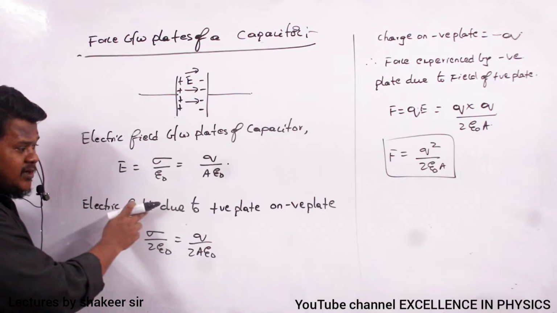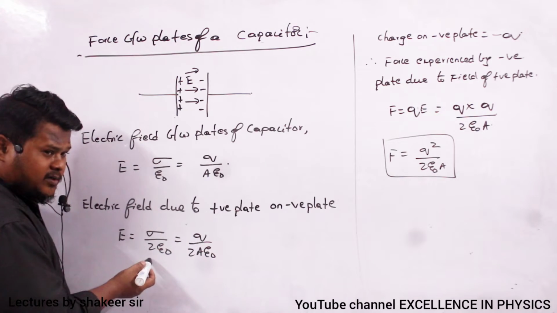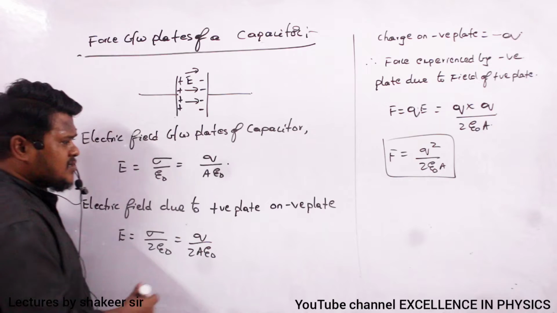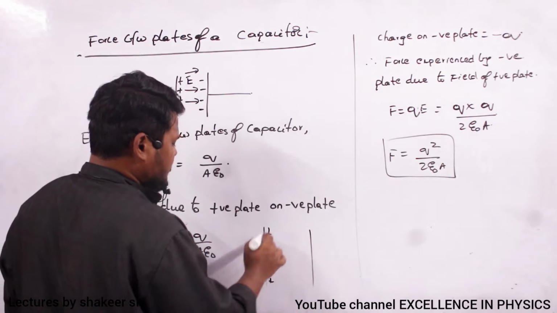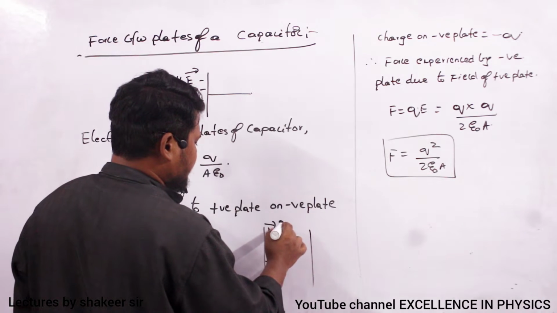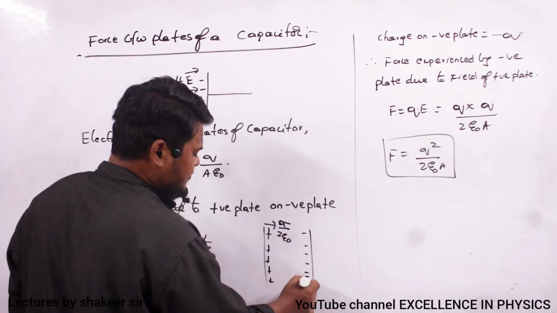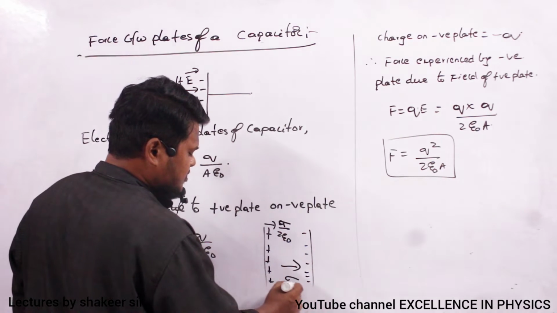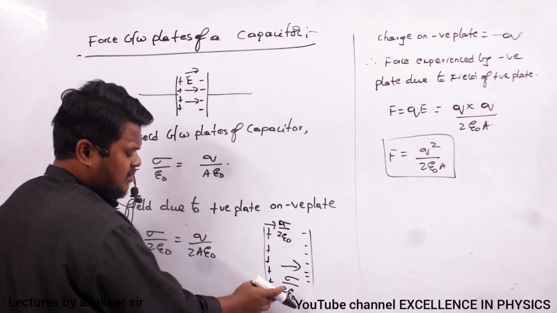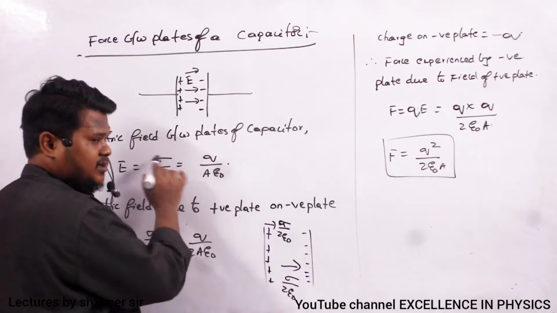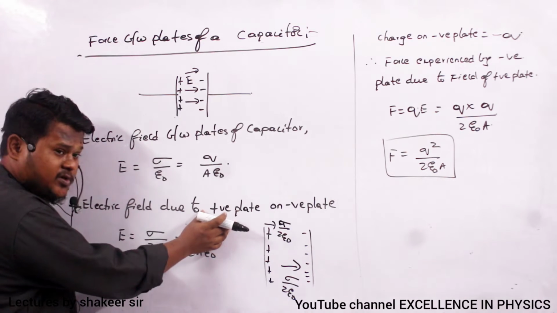So what is the field because of one plate? It is sigma by 2 epsilon naught. Because of the positive plate, the field is sigma by 2 epsilon naught. The field because of the negative plate is in the same direction, and it is also sigma by 2 epsilon naught. So the total electric field is sigma by 2 epsilon naught plus sigma by 2 epsilon naught, equal to sigma by epsilon naught. This is how we found it.